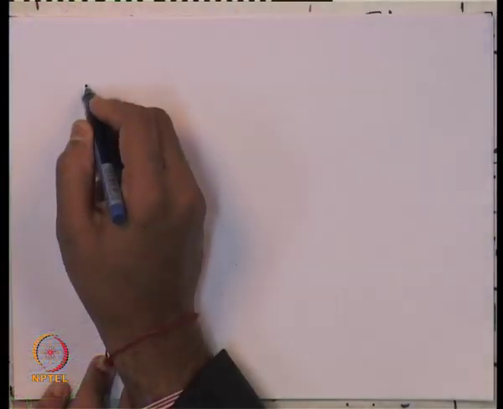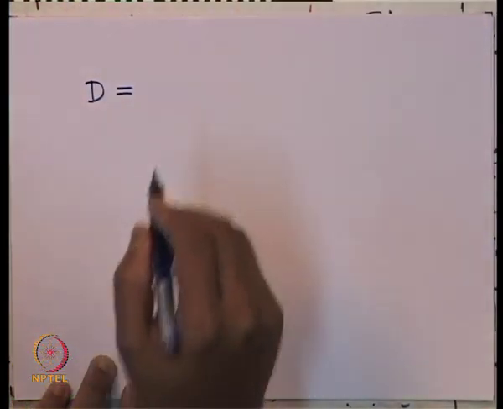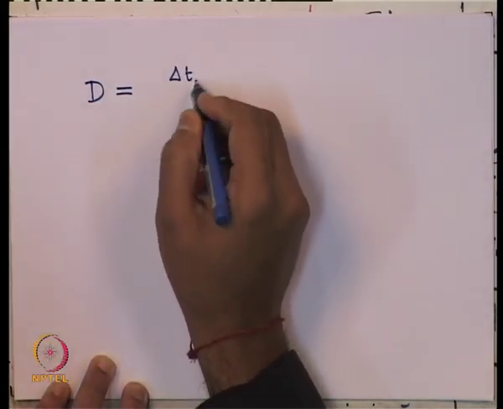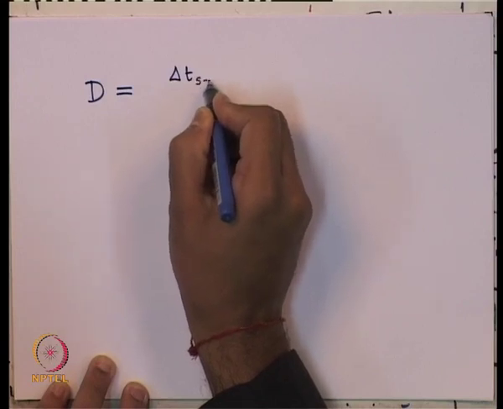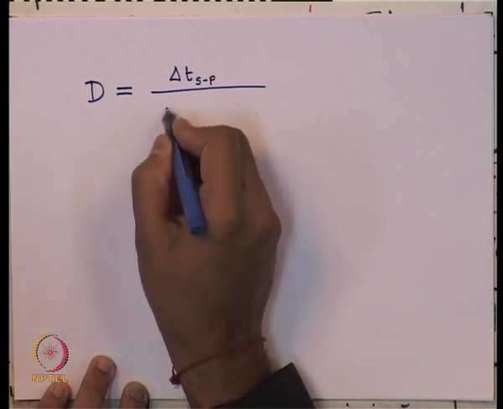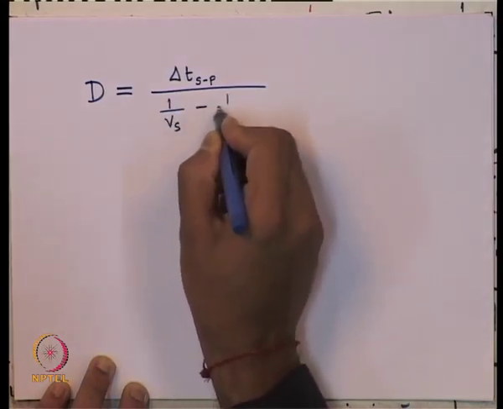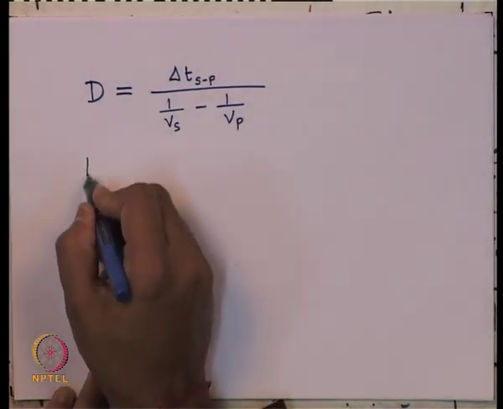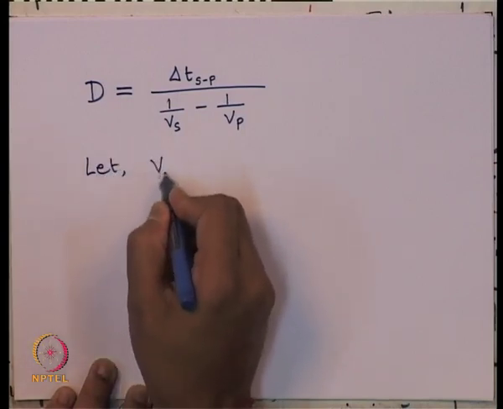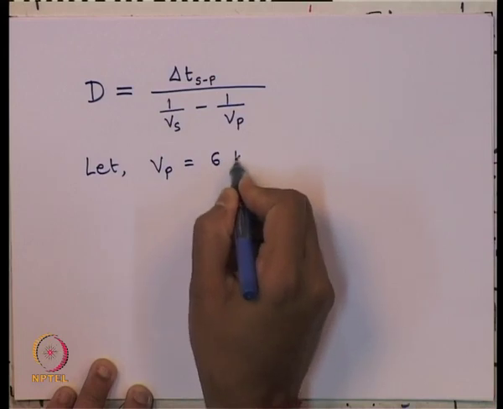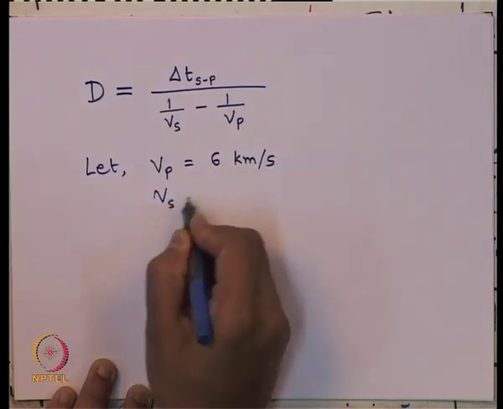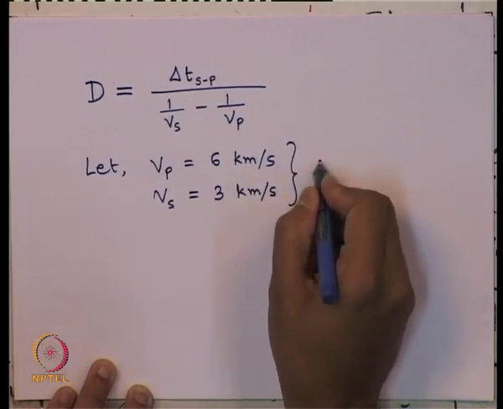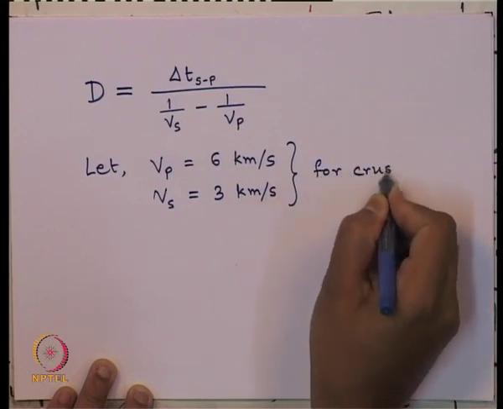So the distance d, as we have seen just now, is calculated like delta t, the time difference between S and P, times 1 by Vs minus 1 by Vp. So this is the formula we have already seen. Now, as I have mentioned about the assumption, let the value of Vp be 6 kilometer per second and the value of Vs be 3 kilometer per second, so that is at crustal level.